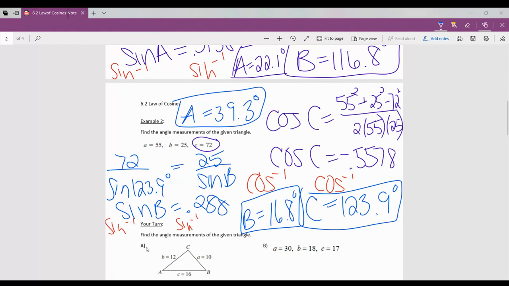So I want you guys to try these next 2, one where you have the actual figure of the triangle given and one where you don't. Just be mindful of which angle you're starting with solving. All right, and we'll pick up here after the your turn.